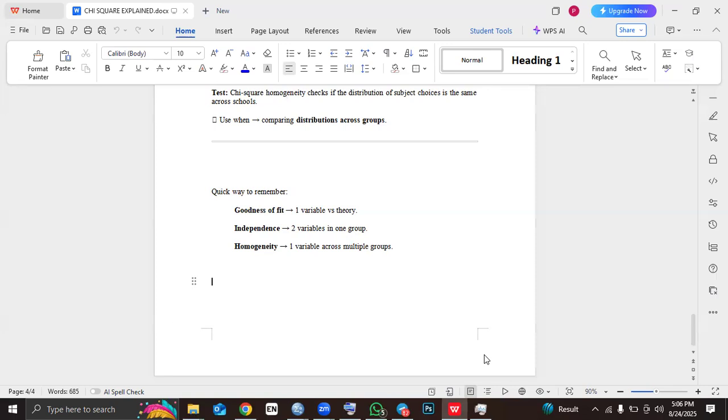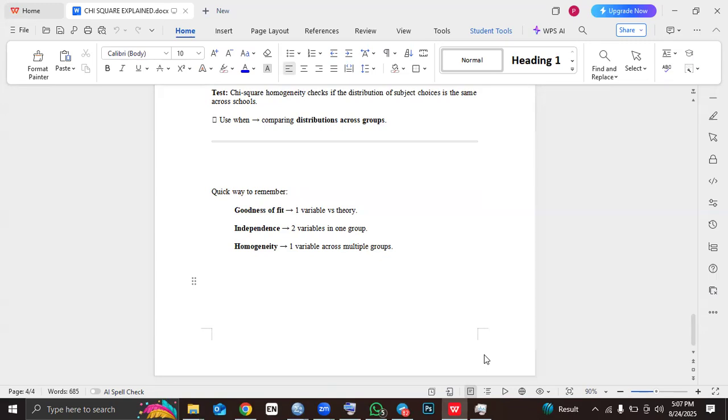Also, we spoke about the chi-square test of independence. And we said that the condition that has to be met is that you have to do a comparison between two categorical variables in one group. And we solved an example in our previous lesson. You can go and check it out.